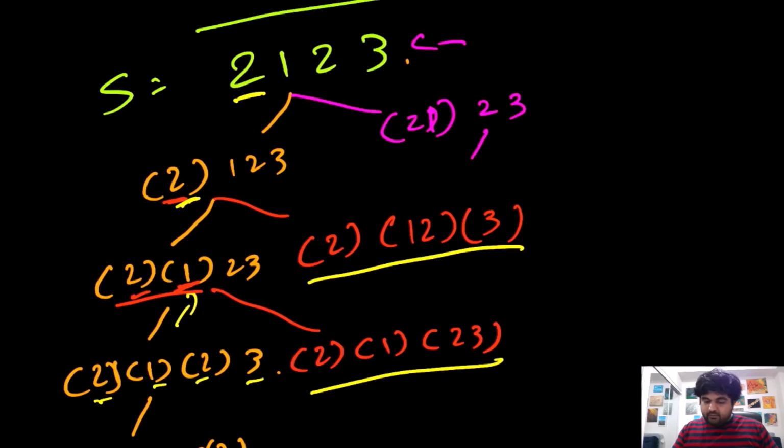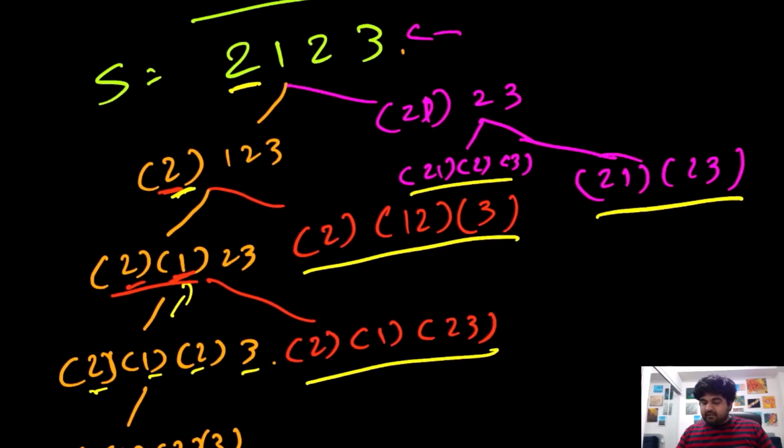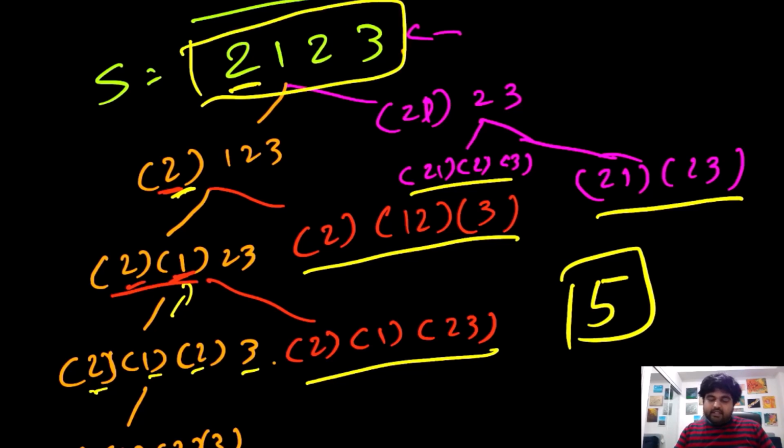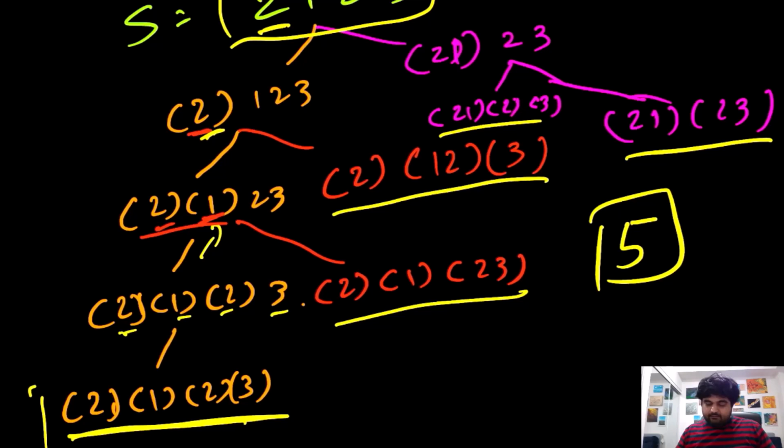We can have two possibilities now. We can do 21, 2, and 3. So that is one option. Or we can do 21 and 23. So that is the second option. And both would be separate ways. And apart from these, we cannot make any other possibilities. So essentially we can say that there are 5 different ways to decode this 2123 string, and those 5 ways are mentioned over here.